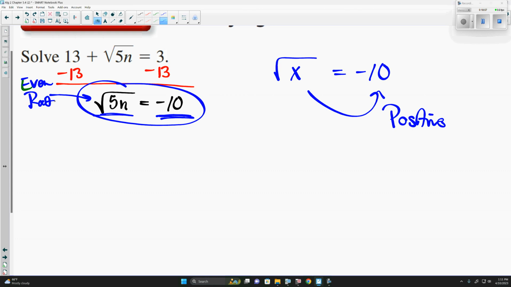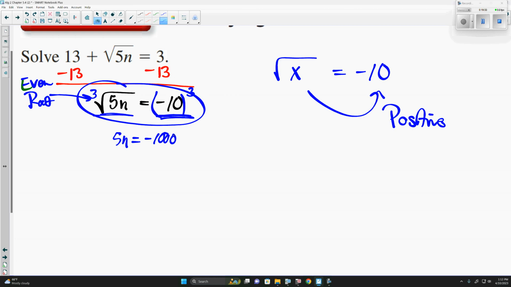Wait, even root? So 2, 4. So if it's an even root, it doesn't work. Now, if it had been a cube root, it would work just fine. Because if this had been cubed, negative 10 to the third power would have told us that 5n is equal to negative 1,000. It still works out just fine. Can we see the difference there?